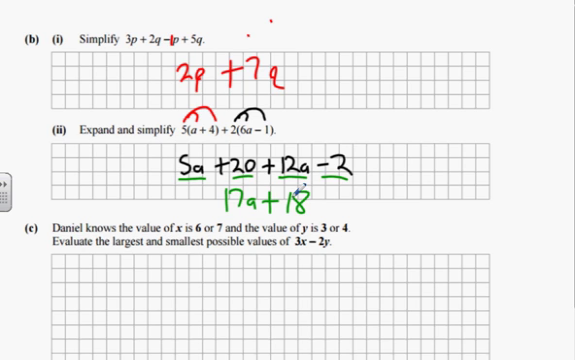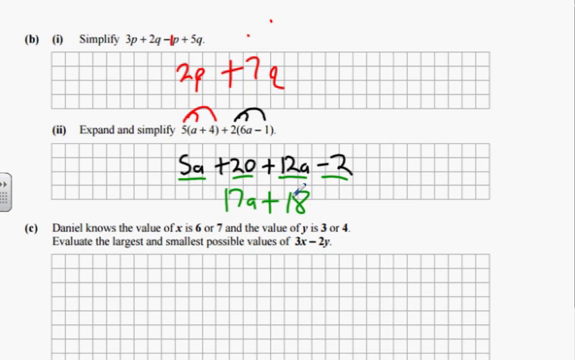I thought you could move the 5 over to the 12. Oh, you can't. It's like apples and oranges, they're different objects. So the 5a adds to the 12a. You can't add numbers and letters together.